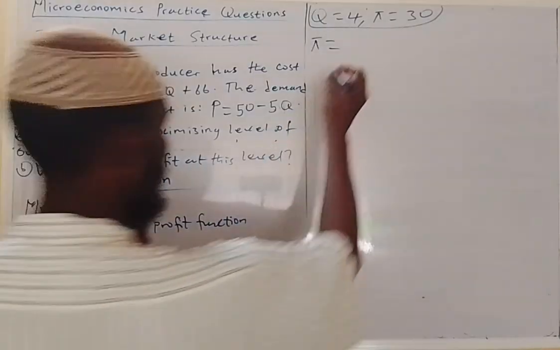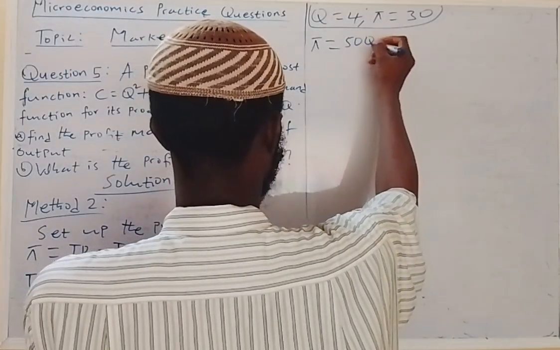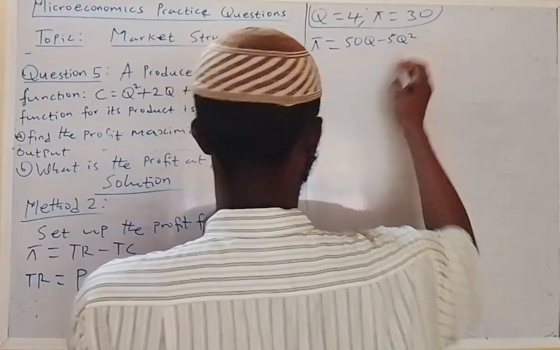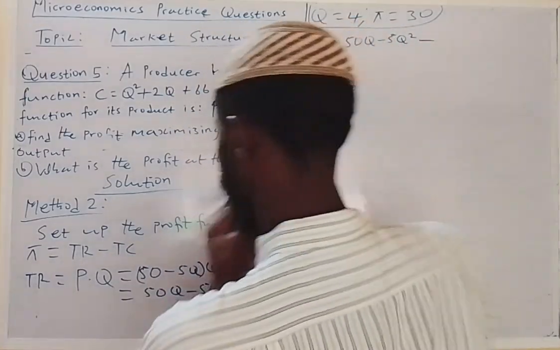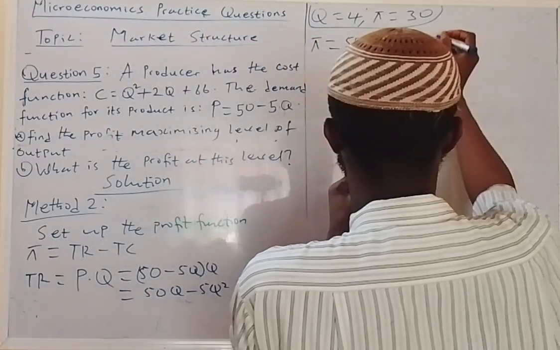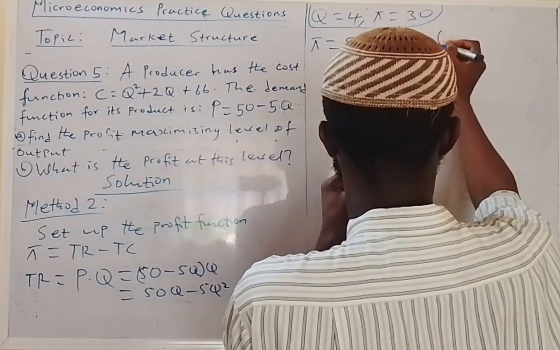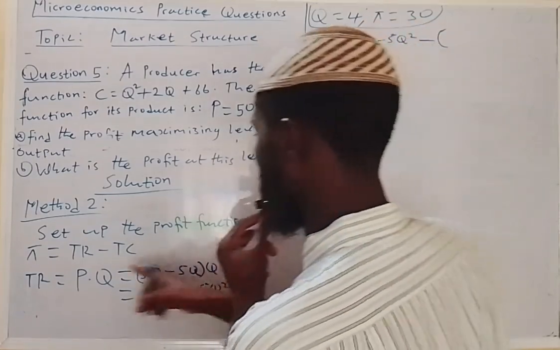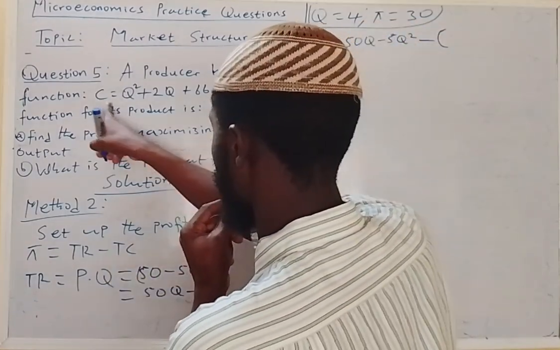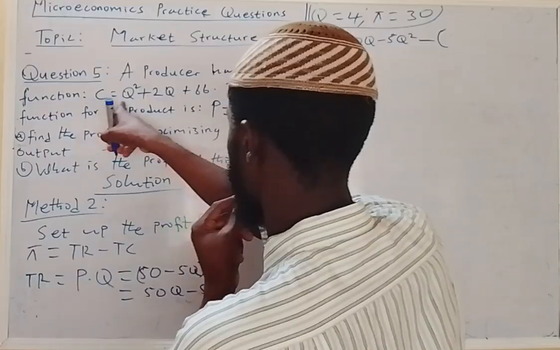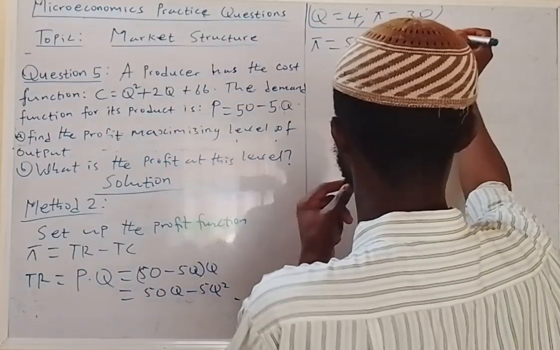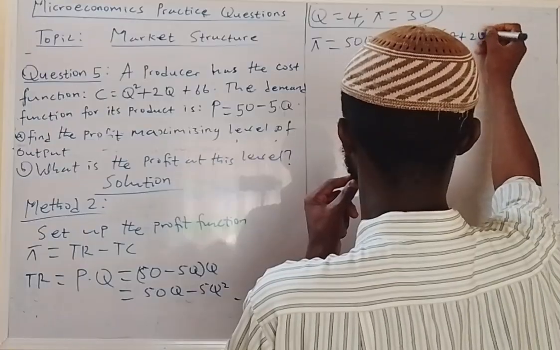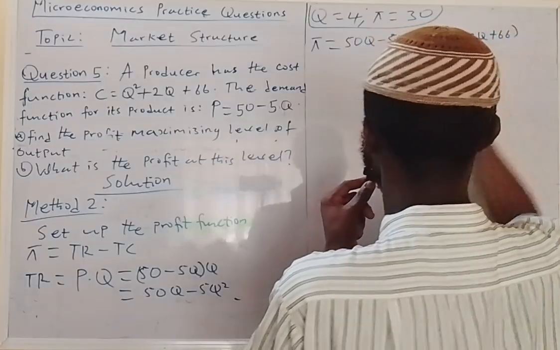We just got our TR and we put it there: 50Q minus 5Q squared. Then minus TC, and it's a must to introduce a bracket here. TC is the cost function, so we put it here: Q squared plus 2Q plus 66.